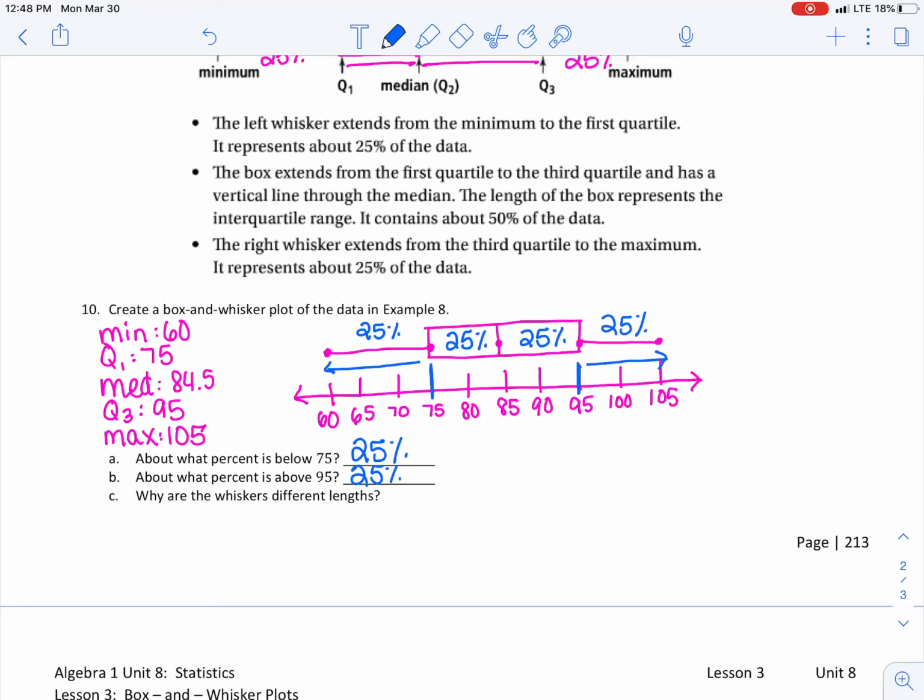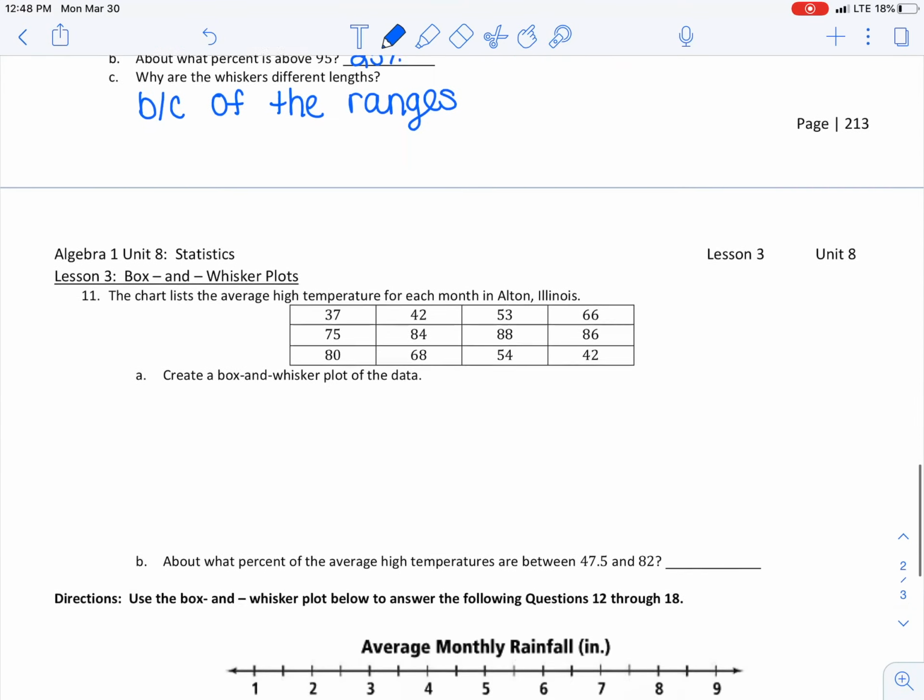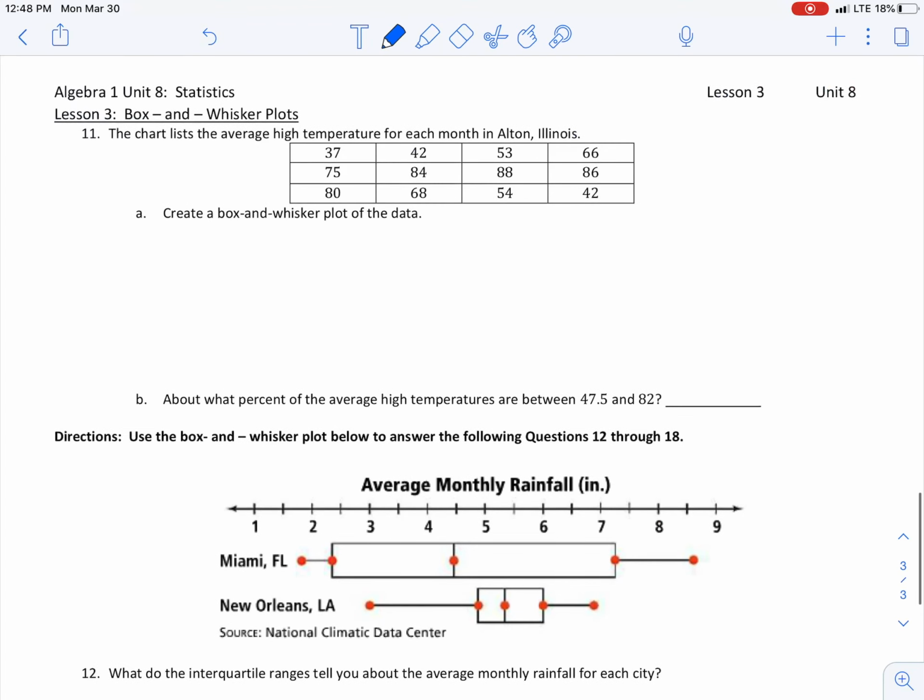We also talked about this already too. It says, why are the whiskers different lengths? So I told you that they're different lengths because of the ranges. Okay, so from 60 to 75, that's a bigger range, but it still only has 25% of the data in that range. Okay, so we've kind of already talked about C. So let's go ahead and move on to number 11.